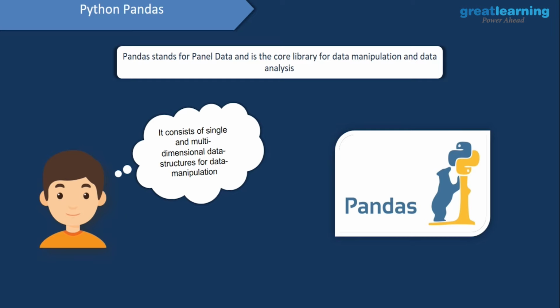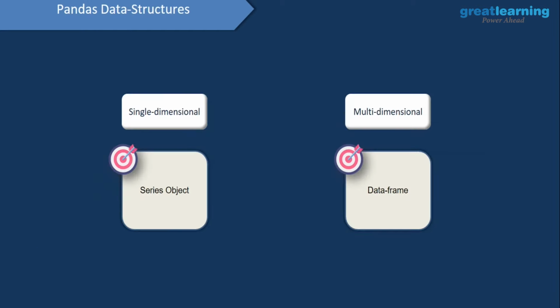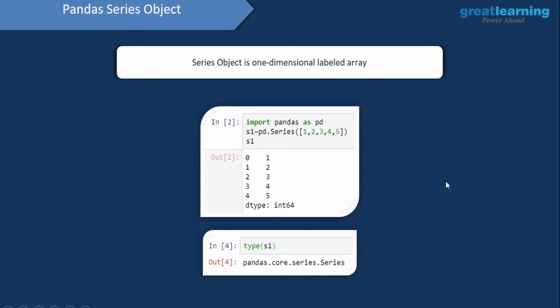So Pandas stands for panel data and is the core library for data manipulation and data analysis. If you want to perform any sort of data analytical task, Pandas should be your go-to library. Pandas provides single and multi-dimensional data structures for the purpose of data manipulation. The single dimensional data structure is known as the series object and the multi-dimensional data structure is known as the data frame. We'll start off by understanding the series object.